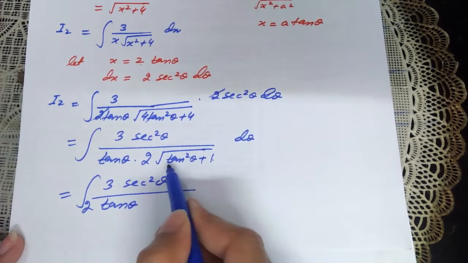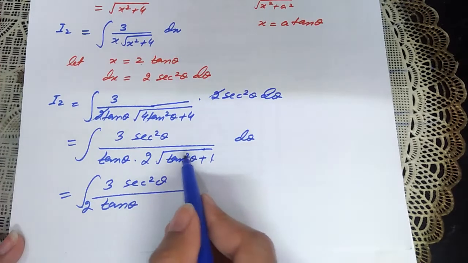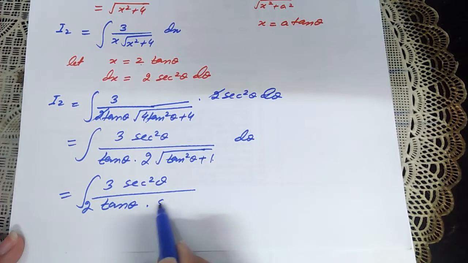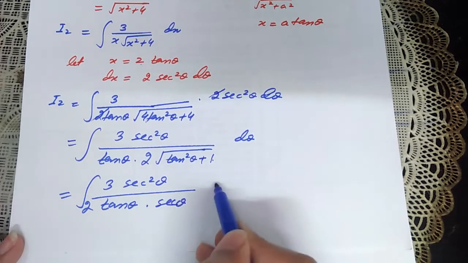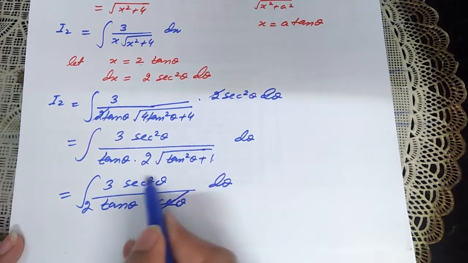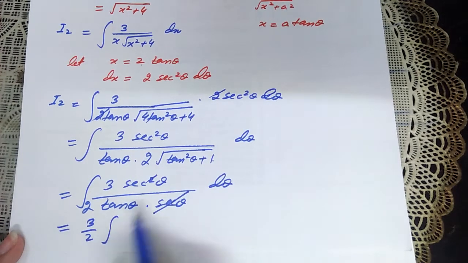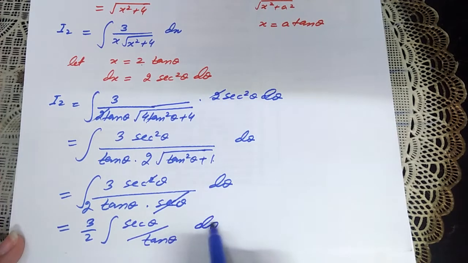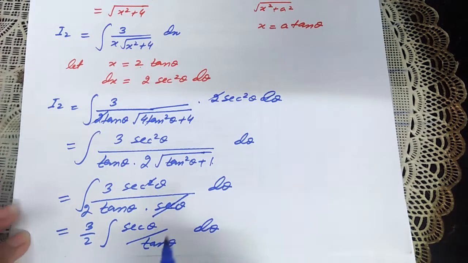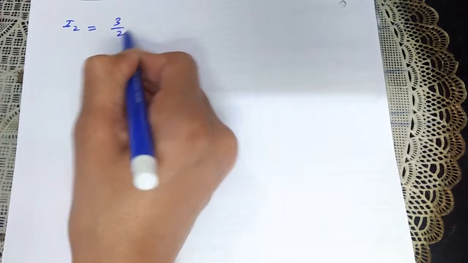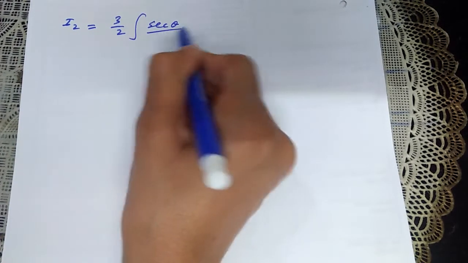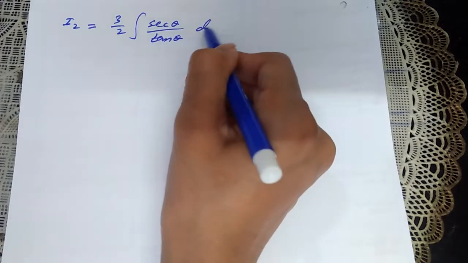1 plus tangent square of theta will give us the secant square of theta, and the under root of secant square theta will give us secant theta, like this. Now one of the secant theta can be cancelled with this one. So we will be left behind with 3 over 2 secant of theta over tangent of theta d theta here. Now our integral I2 is equal to 3 by 2 secant of theta over tangent of theta d theta.